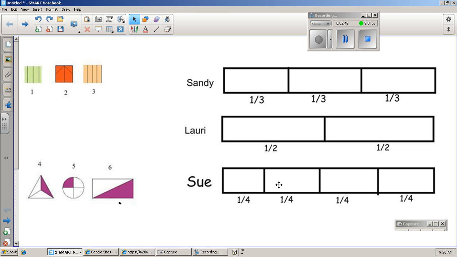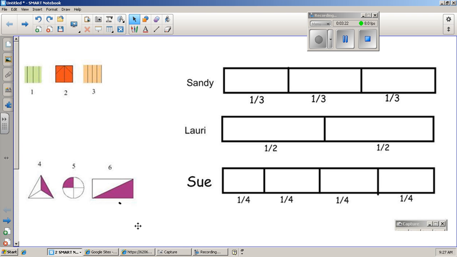Now let's look at these people. Let's think to ourselves, which piece is the largest? Is 1/3 the largest? Is 1/2 the largest? Or is 1/4 the largest? By looking at the size, you can tell that Lori has the largest fraction with 1/2. That might seem confusing because you see the number 2 and you think it's smaller, but it's a bigger piece.